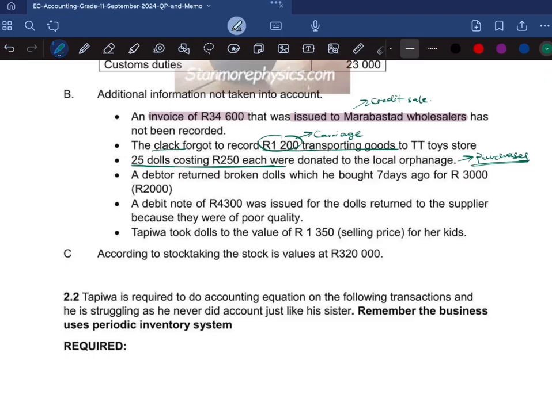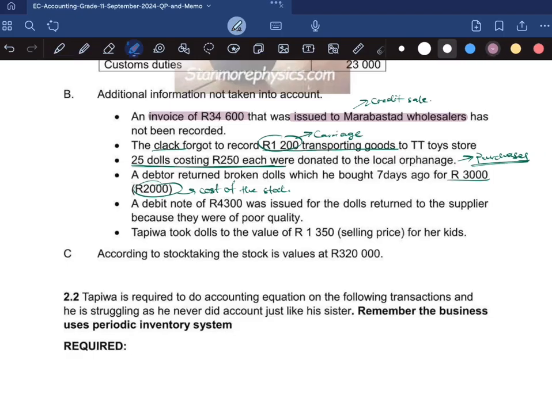And then the fourth bullet point, a debtor returned broken dolls which he bought 7 days ago for 3,000. Now there's 3,000 and then we have 2,000 in brackets. So this 2,000 means this is the cost of the stock. All right, let me not say cost of sales because we did make the sale and then it was returned. So the debtor returned broken dolls which he bought 7 days ago for 3,000 and the cost was 2,000. So in this case, this affects our sales, right?